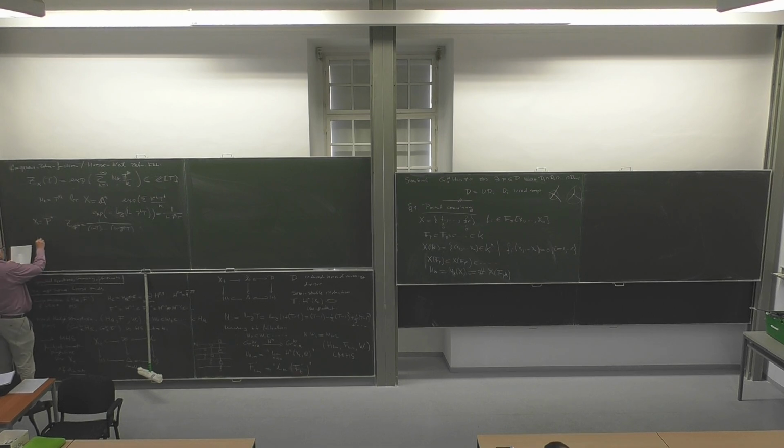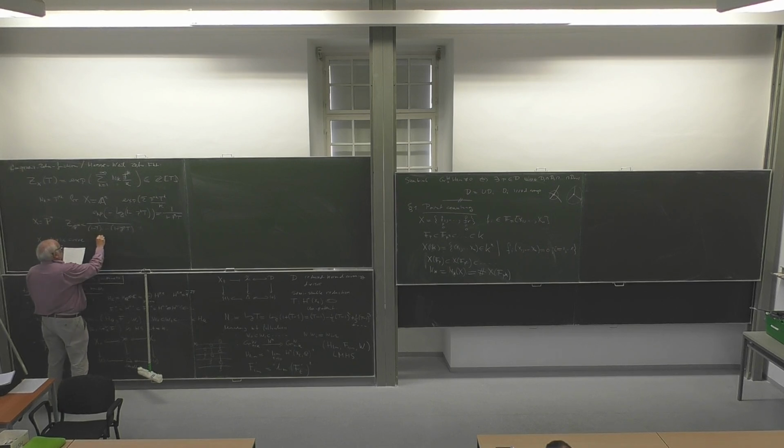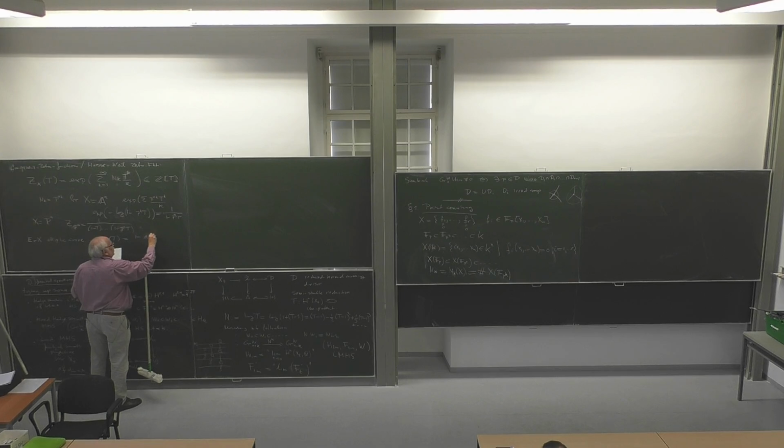If X is an elliptic curve, people have looked in detail in examples, and you find that the zeta function of such an elliptic curve takes the form 1 minus a_p t plus p t squared, dividing (1 minus t)(1 minus p t).